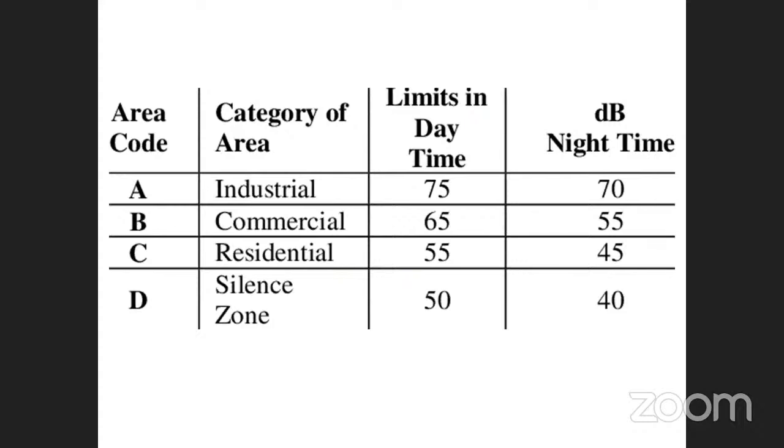These are the categories of noise levels. In industrial areas, daytime 75 decibels, nighttime 70 decibels. Apart from these levels, it should be considered as noise pollution. The silence zone is 50 decibels only, then at night time.